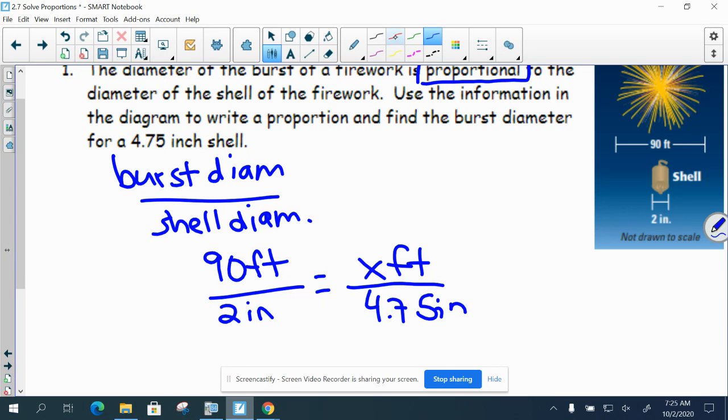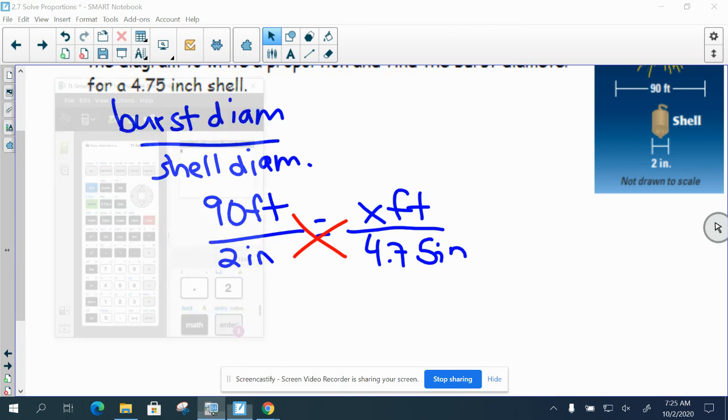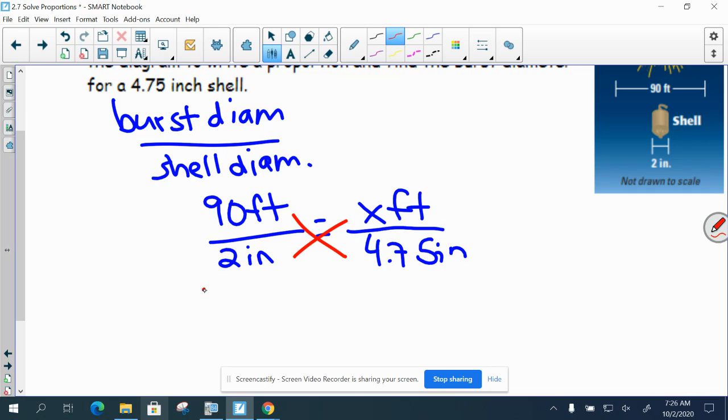All right, so as you can see, for a question like this, you really can't use comparison. The easiest way to do this would just be to use the cross product. So 90 times 4.75 gives us, I don't have my answer on my paper. Let's figure it out. 90 times 4.75 is equal to 427.5. So 427.5 equals 2x. By the way, it doesn't matter what side you put either of these on. It's okay if you have this flipped. Okay, and then divide by 2.